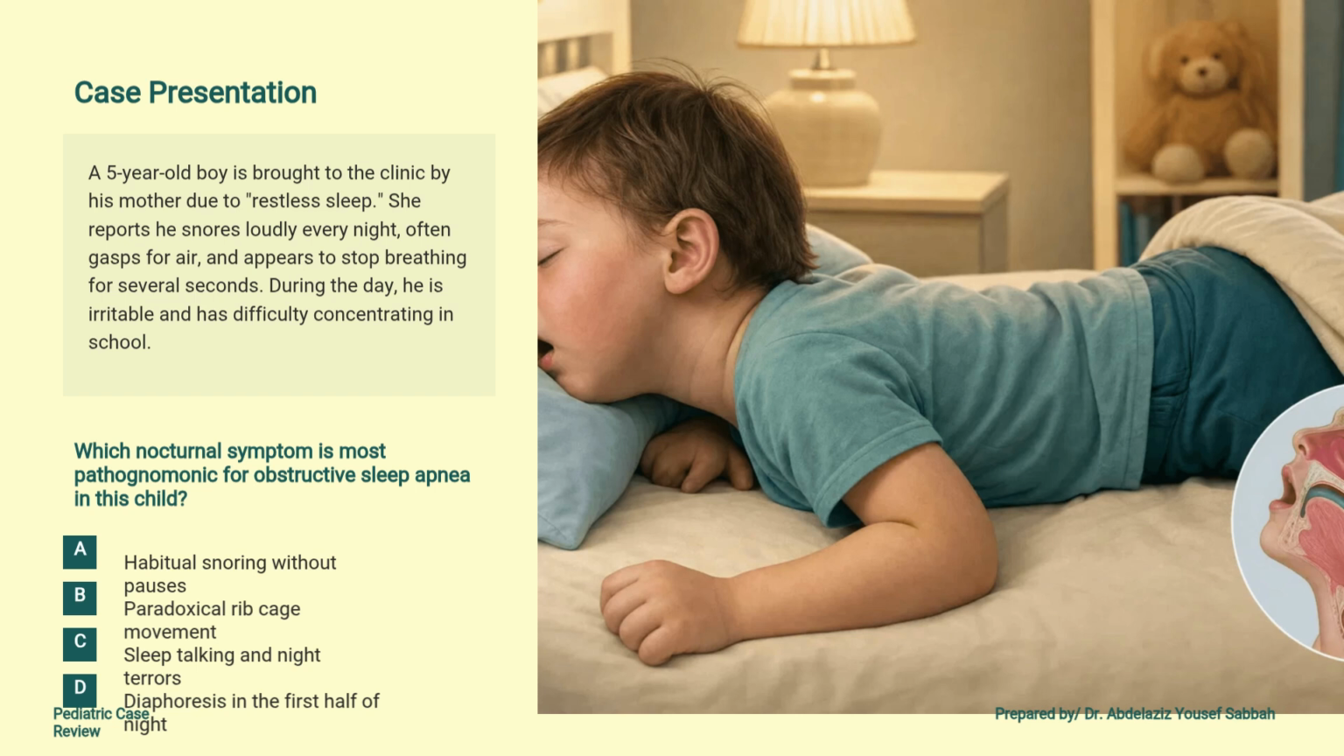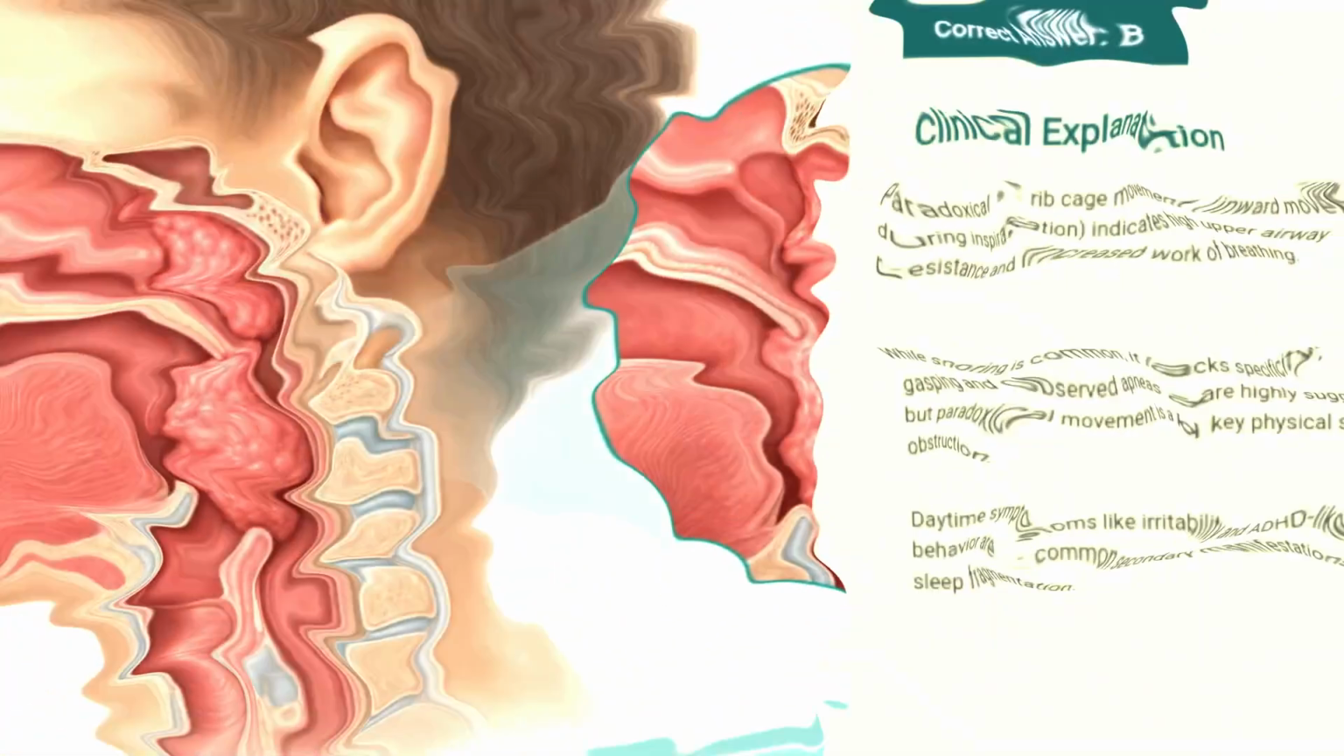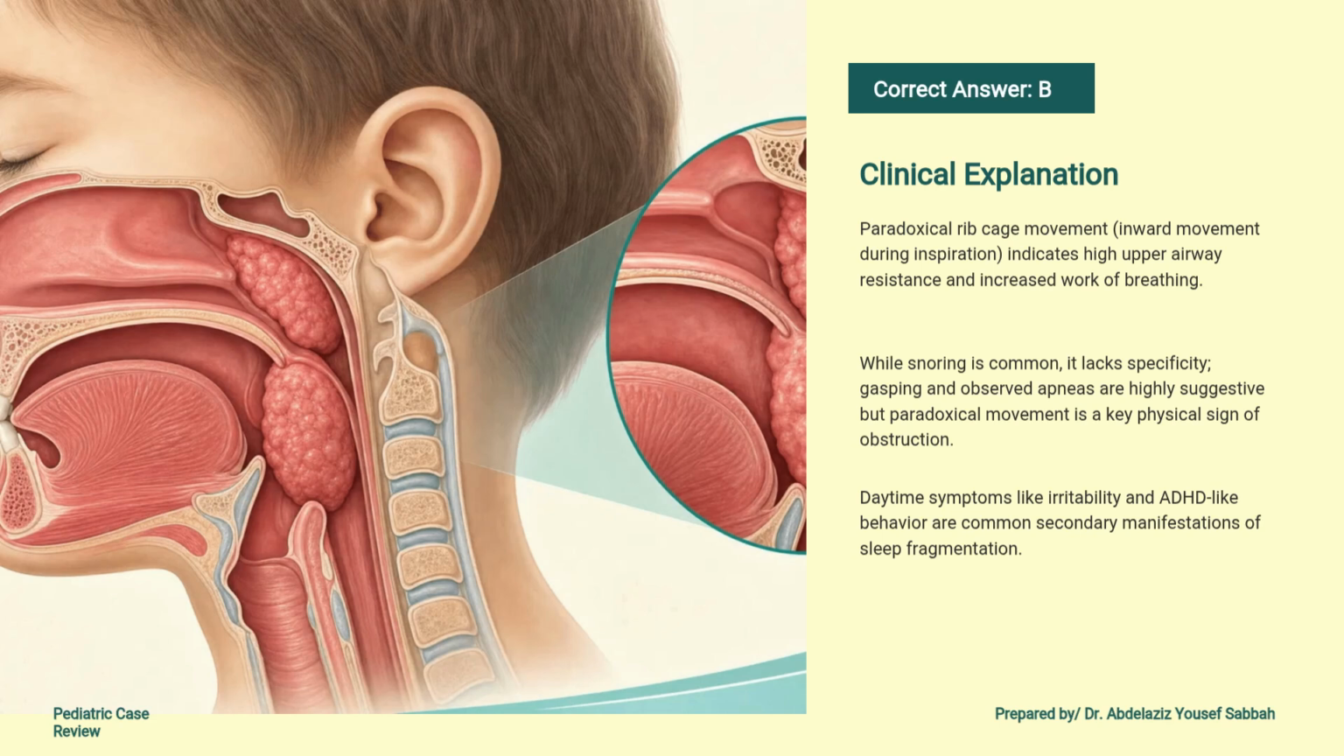Option A, habitual snoring without pauses. Option B, paradoxical ribcage movement. Option C, sleep talking and night terrors. Option D, diaphoresis in the first half of night. The correct answer is option B, paradoxical ribcage movement.